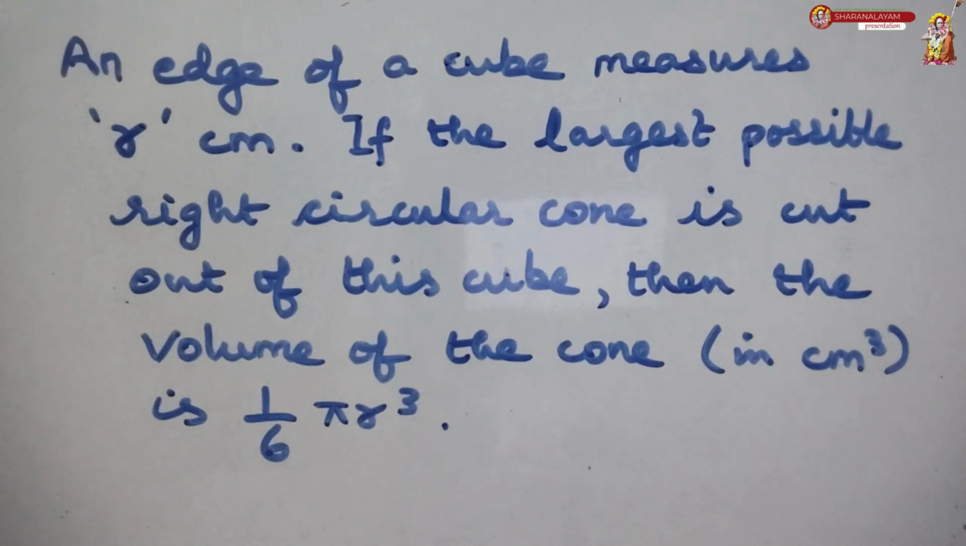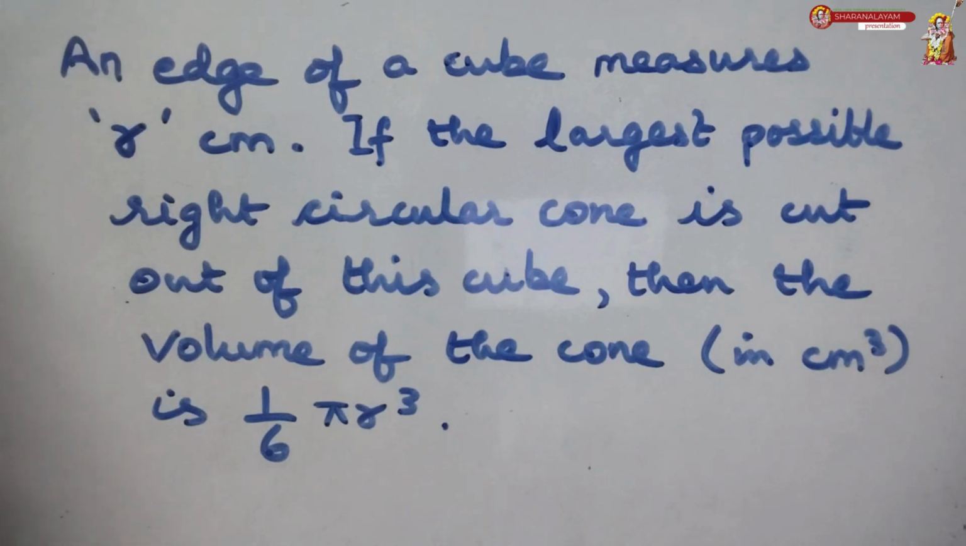Next question. An edge of a cube measures r centimeters. If the largest possible right circular cone is cut out of this cube, then the volume of the cone in centimeter cube is 1/6 pi r cube. Now we have to find out if this statement is true or false.